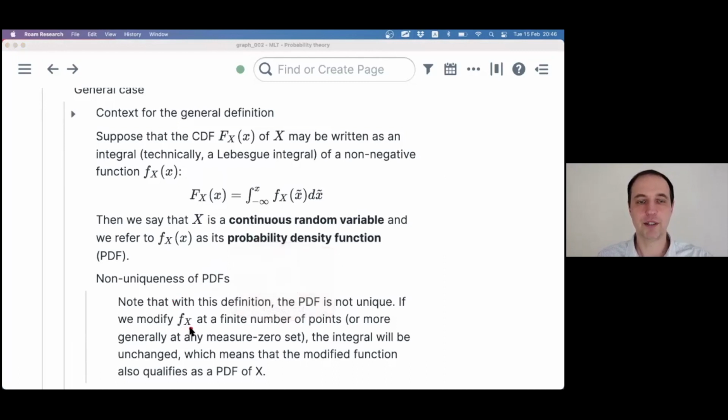If you modify f(x) at a finite number of points, or in general, a so-called measure zero set, you are not changing the integral. So if it was the PDF before, it will still be a PDF.